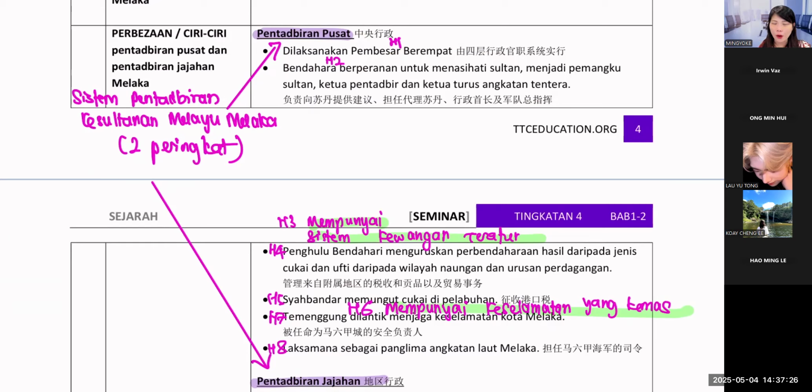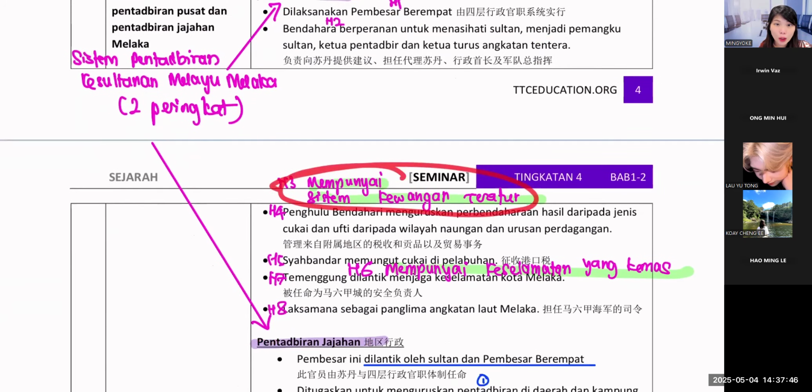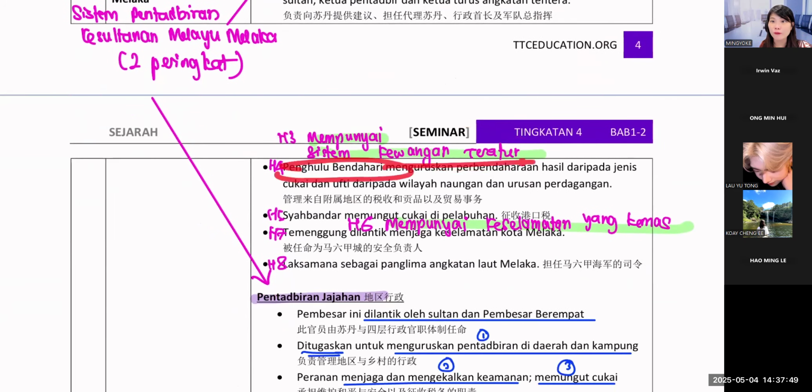For example, first of all, sistem pentadbiran Kesultanan Melayu Melaka terdiri daripada 2 peringkat. One is peringkat pentadbiran pusat and peringkat pentadbiran jajahan. Peringkat pentadbiran pusat is dilaksanakan Pembesar Berempat, including Bendahara in charge of menasihati Sultan, menjadi pemangku Sultan. Then they also have sistem kewangan yang teratur, such as Penghulu Bendahari in charge of managing the treasury, in terms of the cukai and the business. Shah Bandar in charge of collecting taxation in pelabuhan.